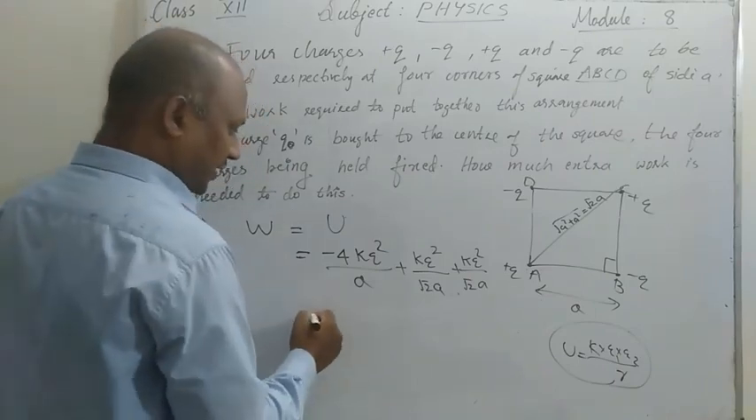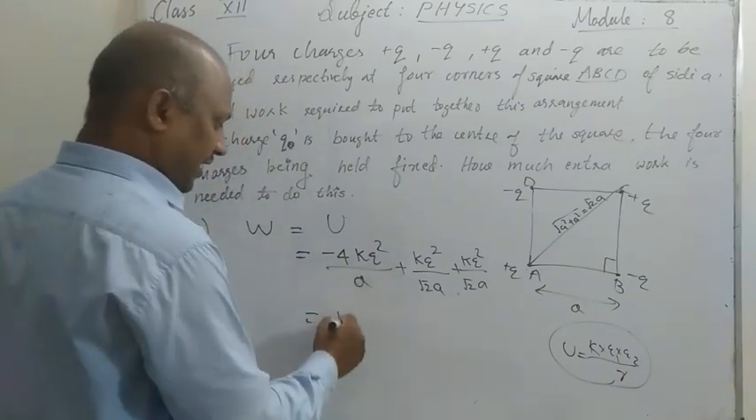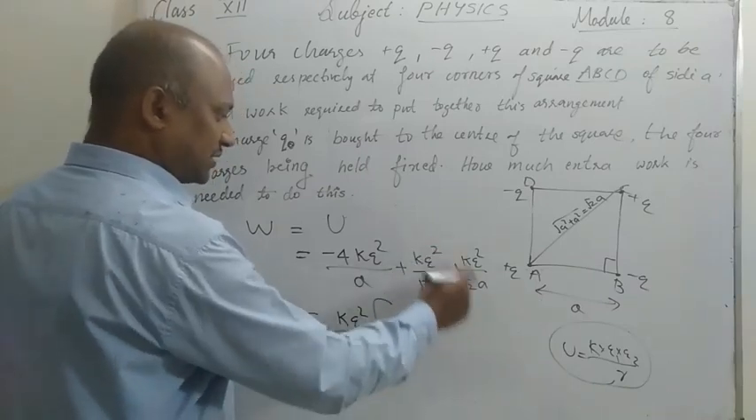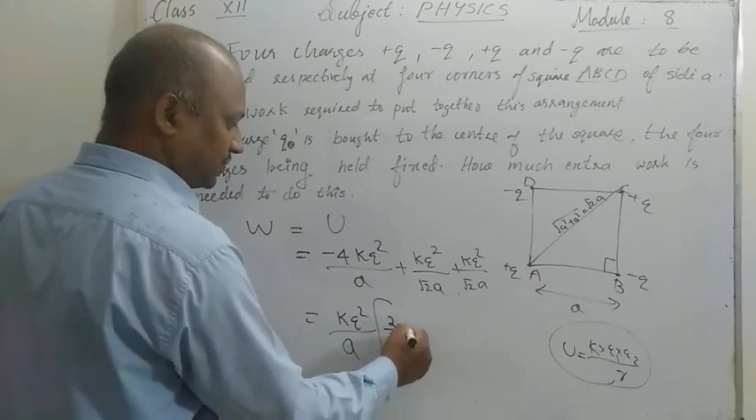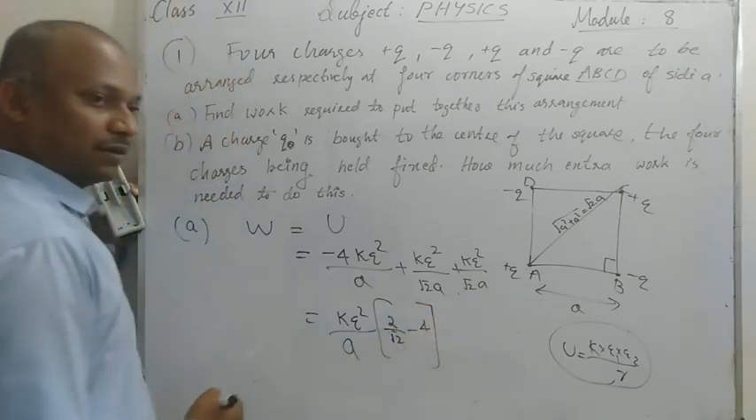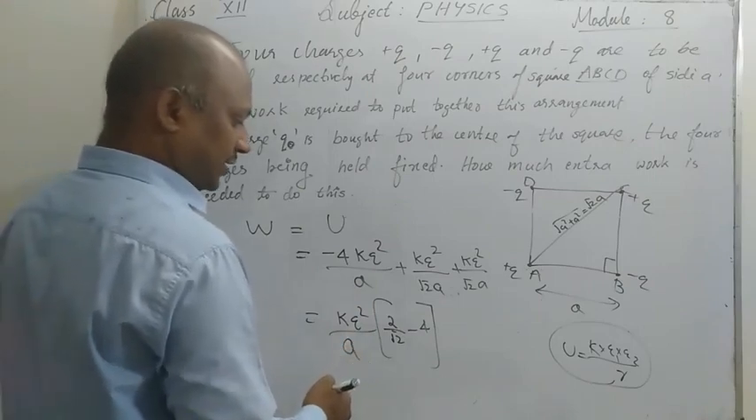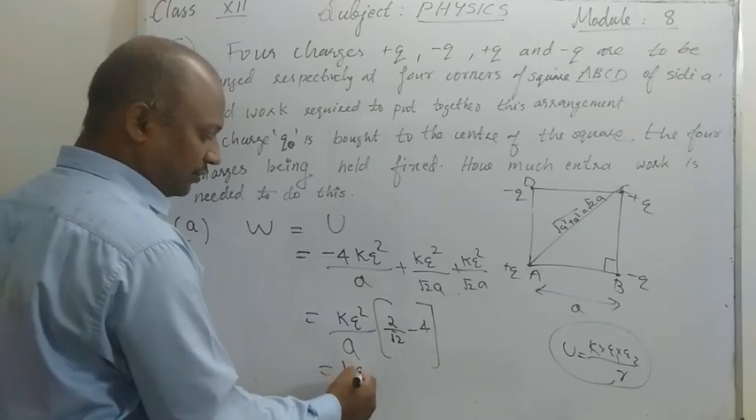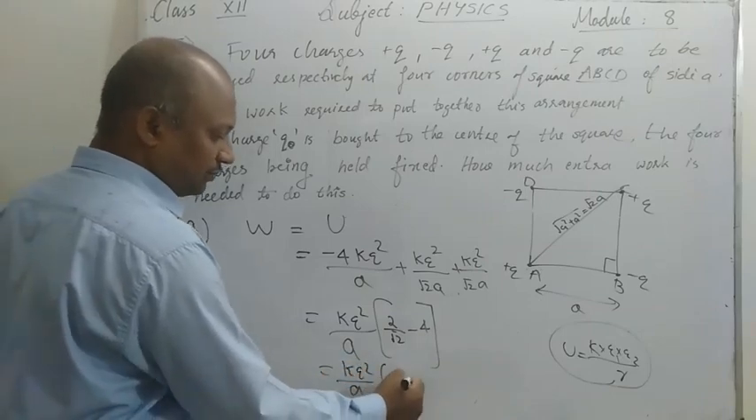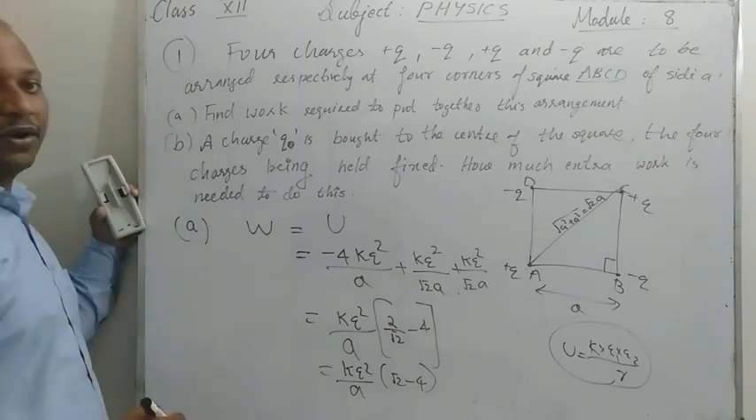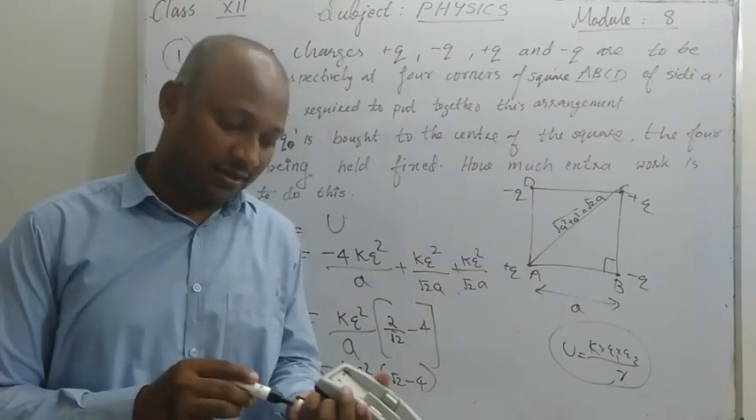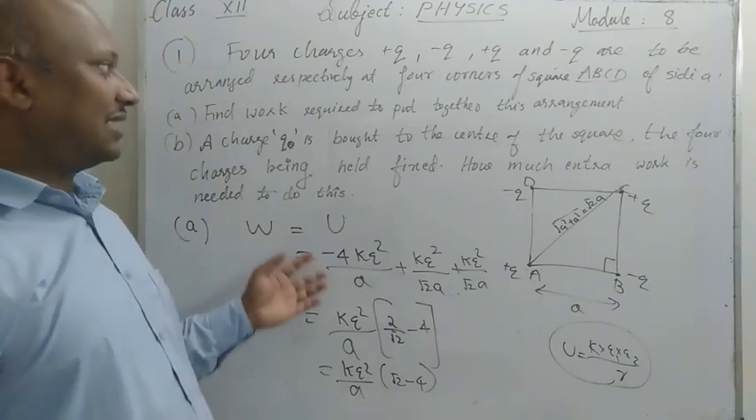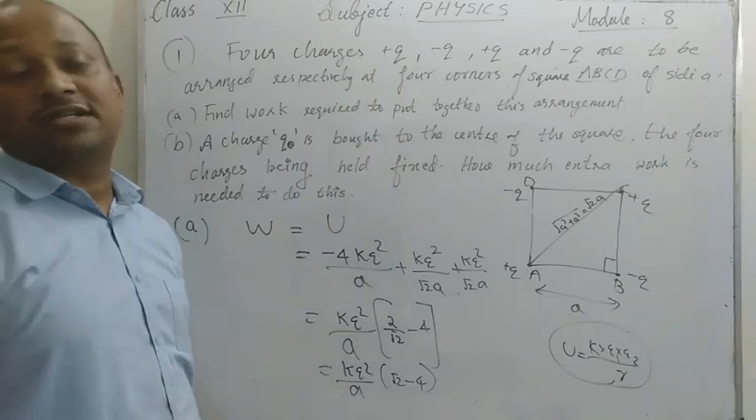So the final answer you are getting is, if you take K q square upon a common, you will get 1 upon root 2 plus 1 upon root 2, 2 upon root 2 minus 4. So 2 upon root 2 is actually, 2 can be written like root 2 into root 2. So you'll get K q square upon a into root 2 minus 4. Definitely it is a negative quantity, so we have a negative potential energy. So this is the work required to put together this arrangement.